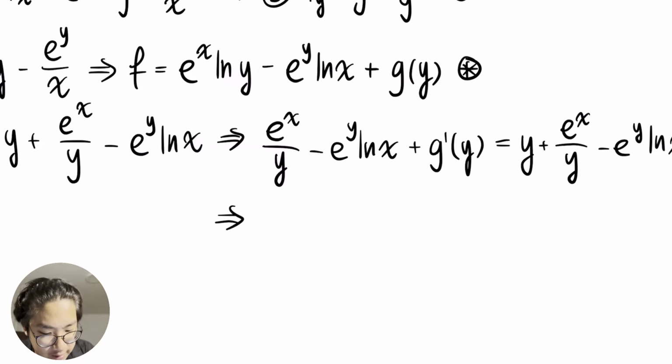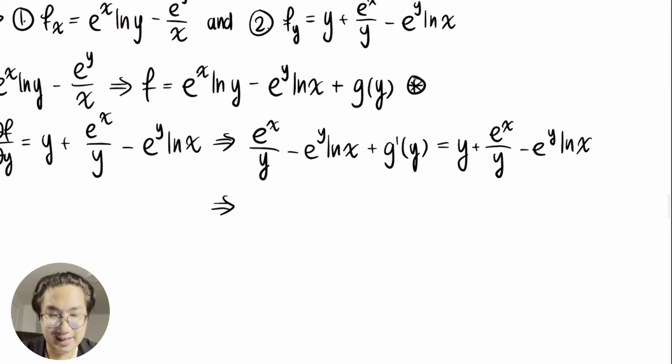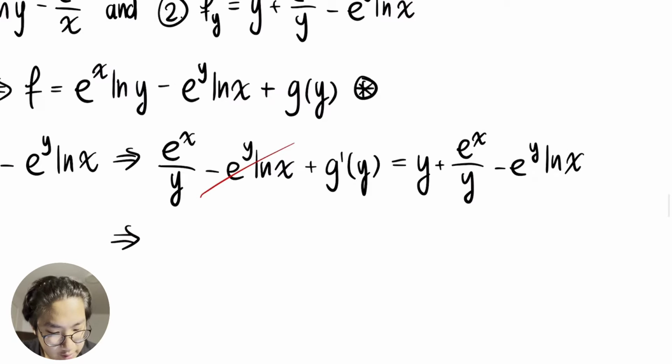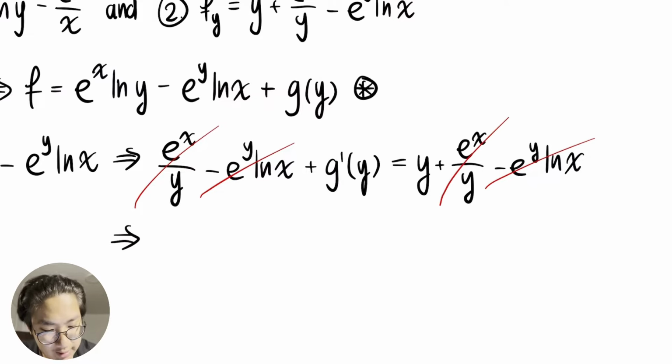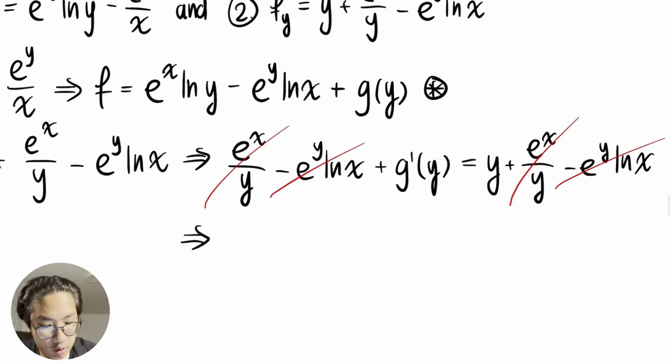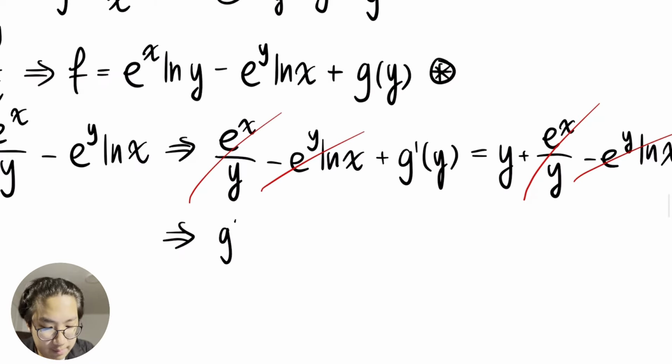And then from here, we can isolate for g prime of y and then integrate once more to isolate for whatever that is. So here, notice that we can cancel some things out: negative e to the y ln x, negative y e to the ln x, e to the y over, e to the x over y, and e to the x over y.